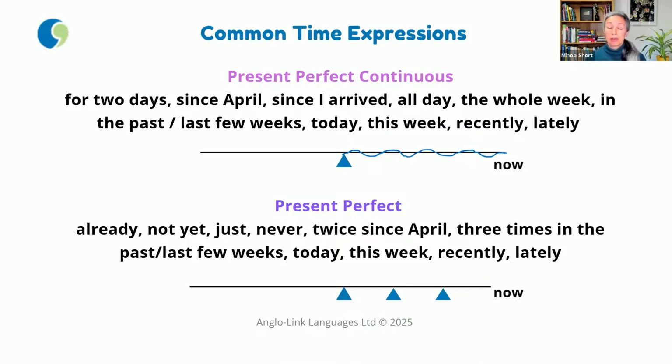Whereas with present perfect, there are some very different time expressions. Already, but means finished, before now. Not yet, just, never, twice, since April, 3 times, in the past or last few weeks, today, this week, recently, lately. So notice that the last 4 expressions work both with present perfect continuous and present perfect, depending on whether the action continues or is over.